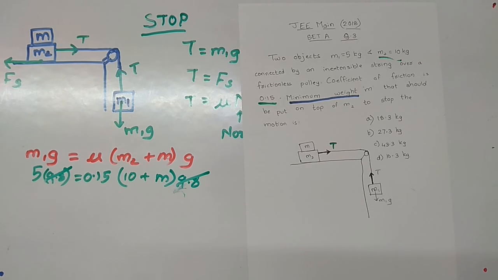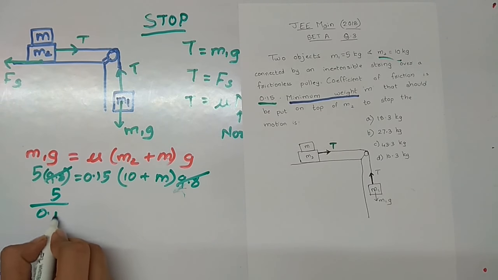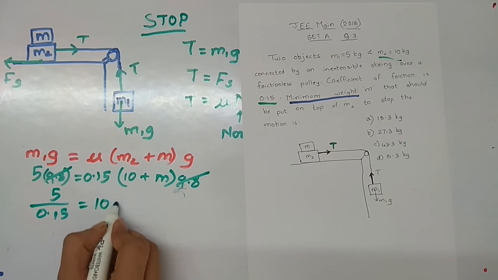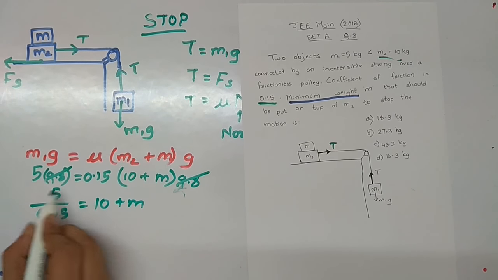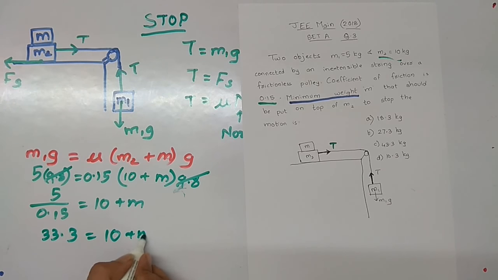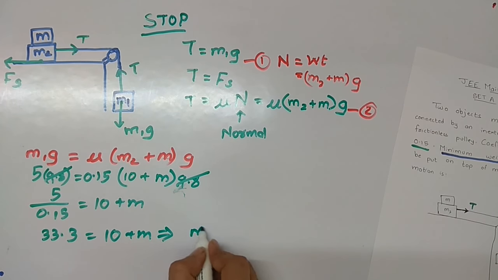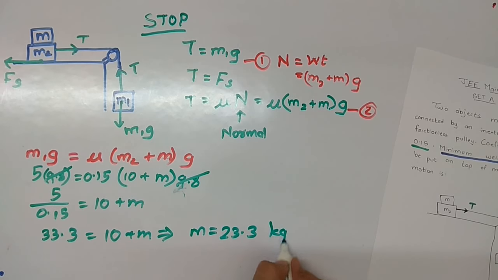So what's remaining now? That is 5 upon 0.15 equal to 10 plus m. So 5 upon 0.15 will become around 33.3, equal to 10 plus m. So this implies m should be 23.3 kg.